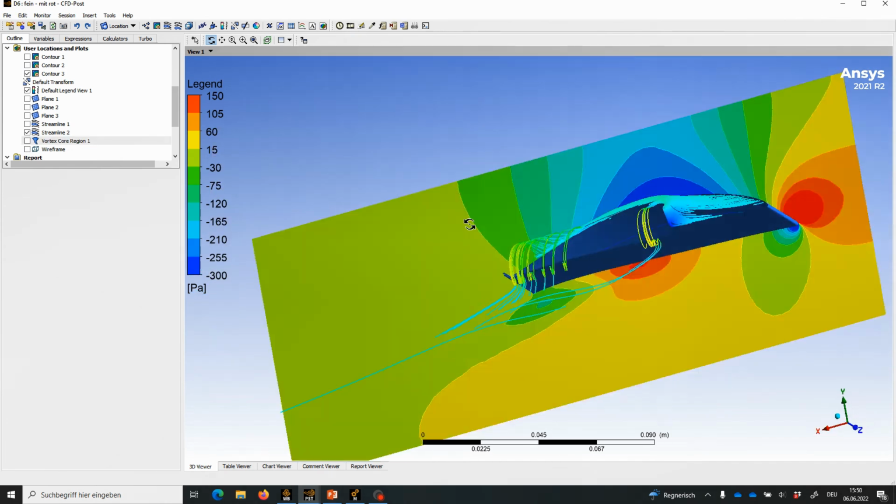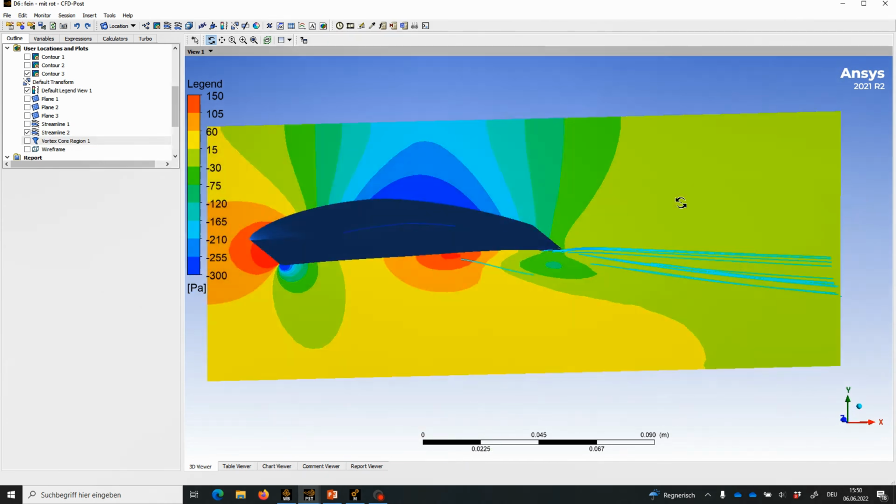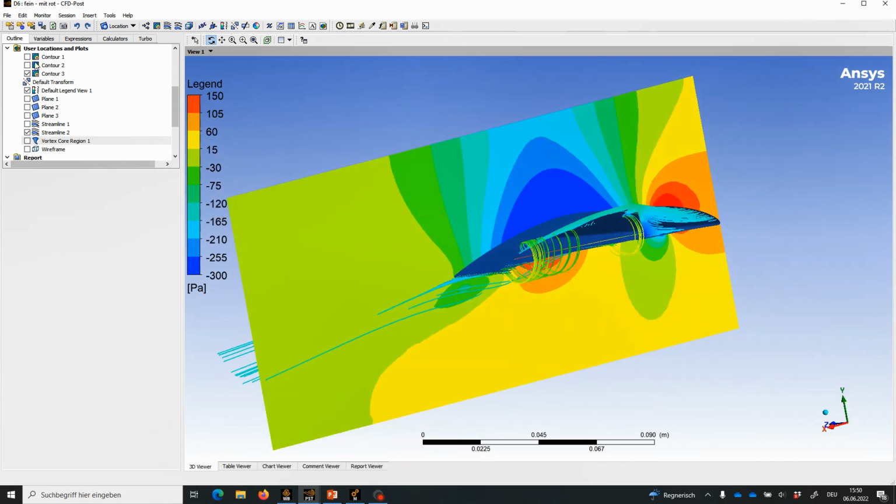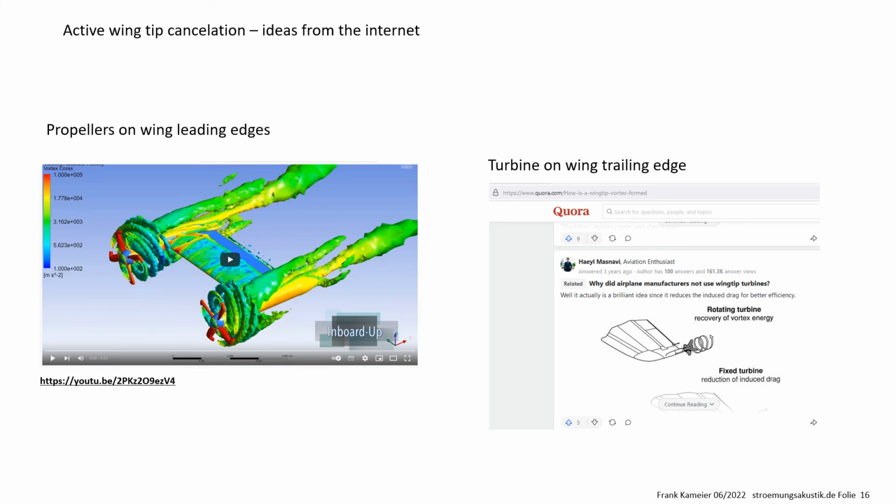You can download this presentation, and here several views are possible. My talk is not a scientific talk. I just want to give you a lot of information, and you have to download a paper and the presentation, and could go in more detail. On the internet you find quite interesting ideas to reduce this wing tip.